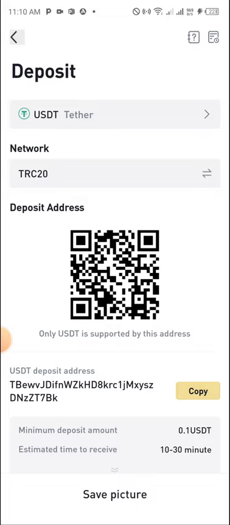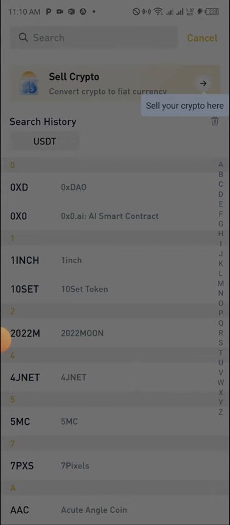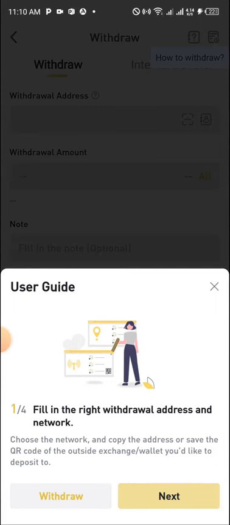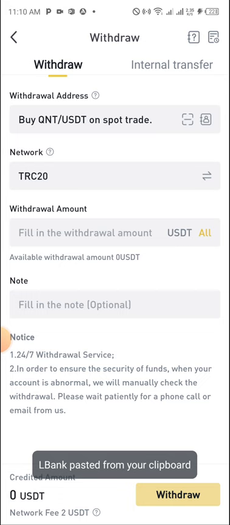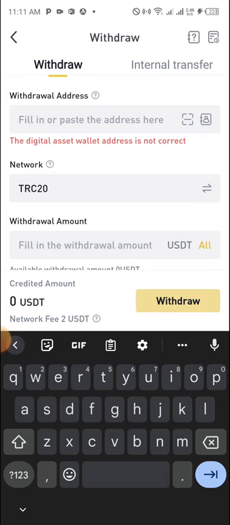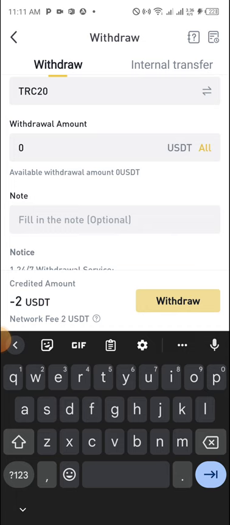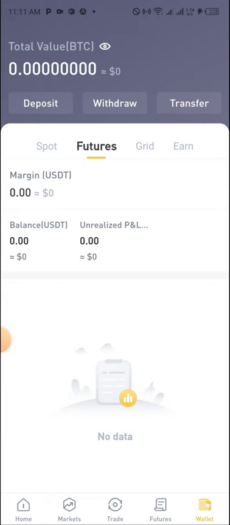And the same thing goes if you want to make a withdrawal. And you want to withdraw into another wallet address, you can just come here. And then what you have to do is to come here and paste the network, select the network, then paste the address you want to actually put the funds in. And put the amount, all right, and then you'll be charged just $2 to facilitate that transaction.